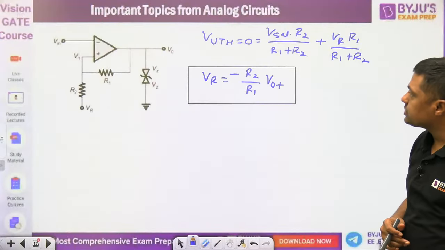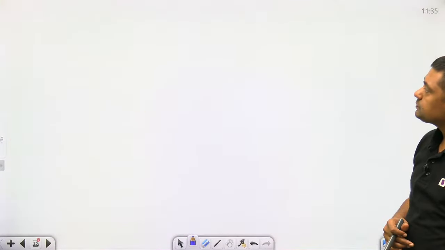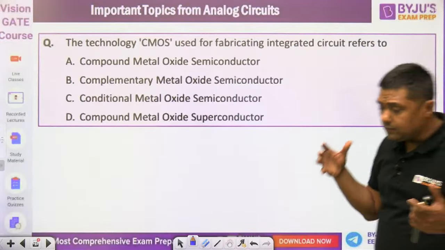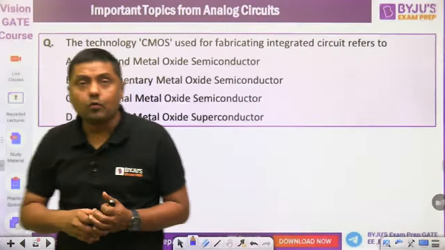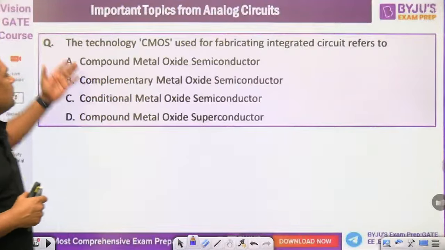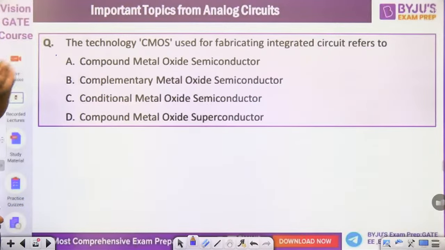Now guys, next question. Look, sometimes we are getting very, very easy questions from MOS. What is given here? The technology CMOS used for fabricating integrated circuits refers to. That is a previous year question. Tell me: compound metal oxide semiconductor, complementary metal oxide semiconductor, conditional metal oxide semiconductor, compound metal oxide semiconductor. What is the answer for this question?